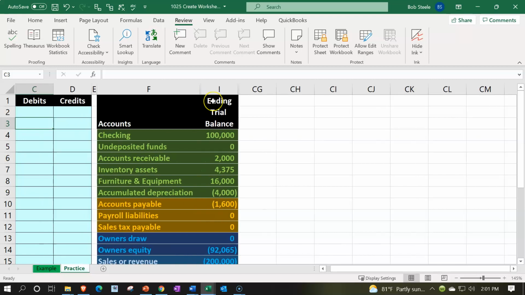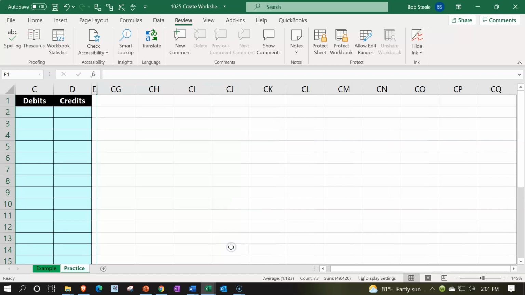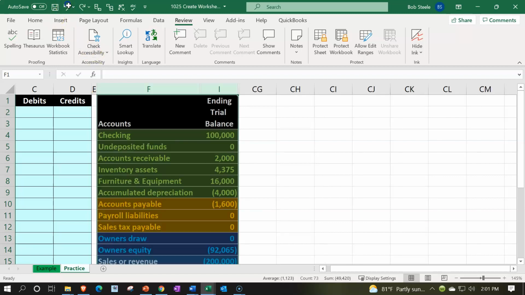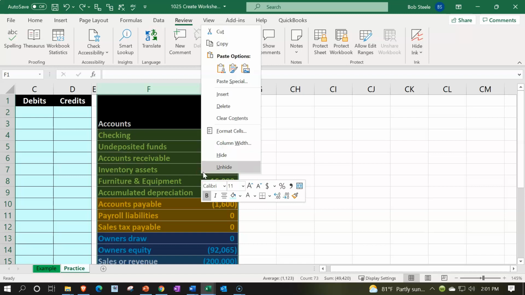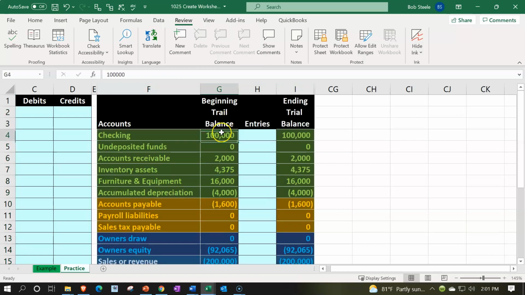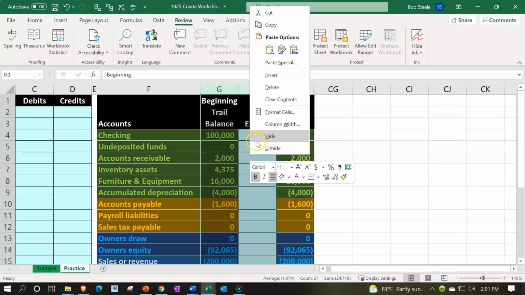Also note that we hid the beginning and entry trial balance. So if I, in other words, go from F to I and unhide. Whoops, I went the wrong way. I'm going to undo that, and I want to unhide that stuff. Then we have the beginning trial balance, the entries, and the ending trial balance. I want to take this information from the ending trial balance so that it updates every time we enter a transaction. To not get confused, I'm going to hide the beginning and the entries columns. So I'm going to put my cursor on column J, drag over to column H, right click and hide those columns. You have it.